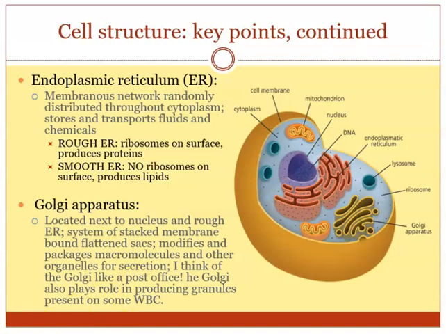The next structure that we're going to talk about is the Golgi apparatus. And you can go ahead and see the Golgi apparatus right here on our diagram. It's located next to the nucleus and the rough endoplasmic reticulum. It usually looks like a system of stacked membranes or bound flattened sacs, and it modifies and packages macromolecules and other organelles for secretions. So you can think of the Golgi apparatus kind of like a post office. The Golgi apparatus also plays a role in producing granules which are present in our white blood cells.